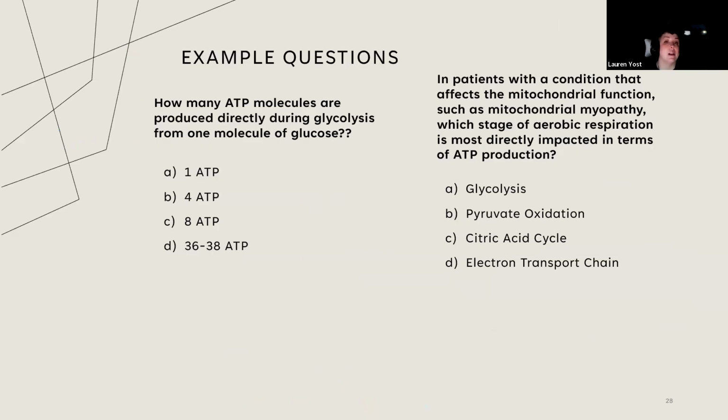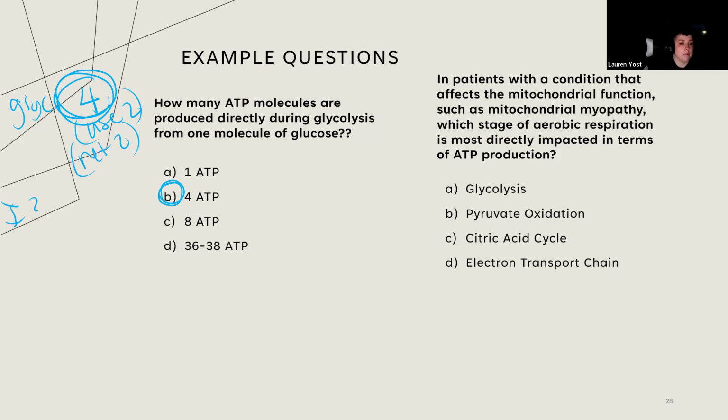All right. So our question is, how many ATP molecules are produced directly during glycolysis from 1 molecule of glucose? So you do need to know these. So for glycolysis, you will make 4 ATP. All right, you will use 2 of them. So it's a net of 2, but you will make 4, right? Your intermediate step, you won't make any ATP.